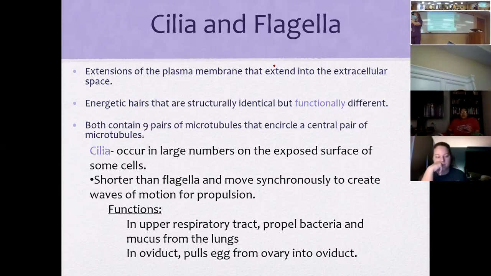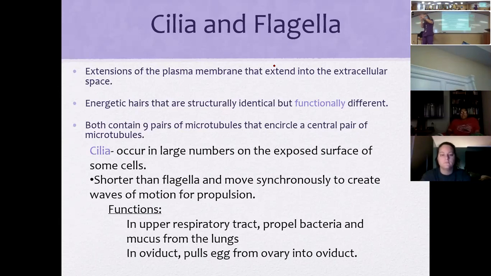We've got a lot of cells that have cilia. We've got cells in our nose, in our lungs, and in our trachea, anytime we need to be able to crowd surf stuff. We've also got cilia in our ovaries that very gently move the egg into position.